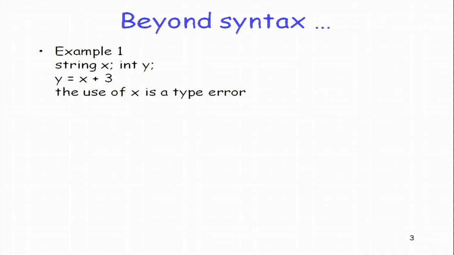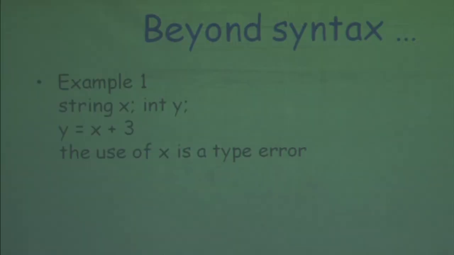So beyond syntax, here are now concrete examples. Suppose I have a string x and an int y, and then I write an expression which says y is assigned x plus 3. Now clearly you can see that there is a type error here, if I don't permit this addition of string and int. But when I parse this, this is not an error, because all it is saying, as far as parsing rules are concerned, is that the right hand side is an expression, the left hand side is a variable, and that should be fine.